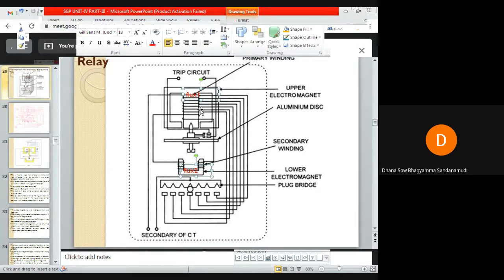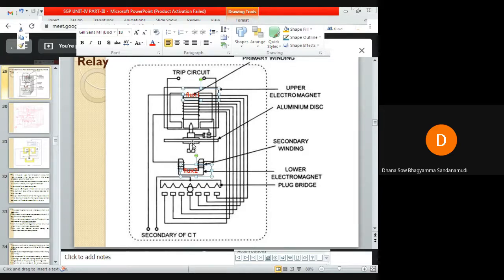Both these fluxes, as well as the current in the primary and the current in the secondary, will have space displacement as well as time displacement. Because of this space and time displacement between these two fluxes and the primary and secondary currents, this will result in a driving torque in the disk. How it is induced, we have already discussed while discussing the working principle of the induction relay. So driving torque is induced in the disk.